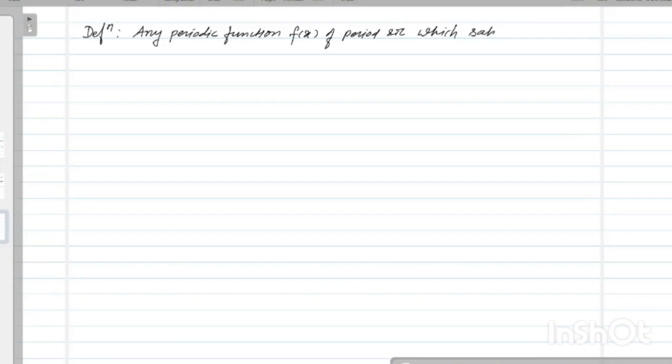Definition of Fourier series. Any periodic function f of x of period 2 pi which satisfies certain conditions, known as what? Dirichlet conditions.